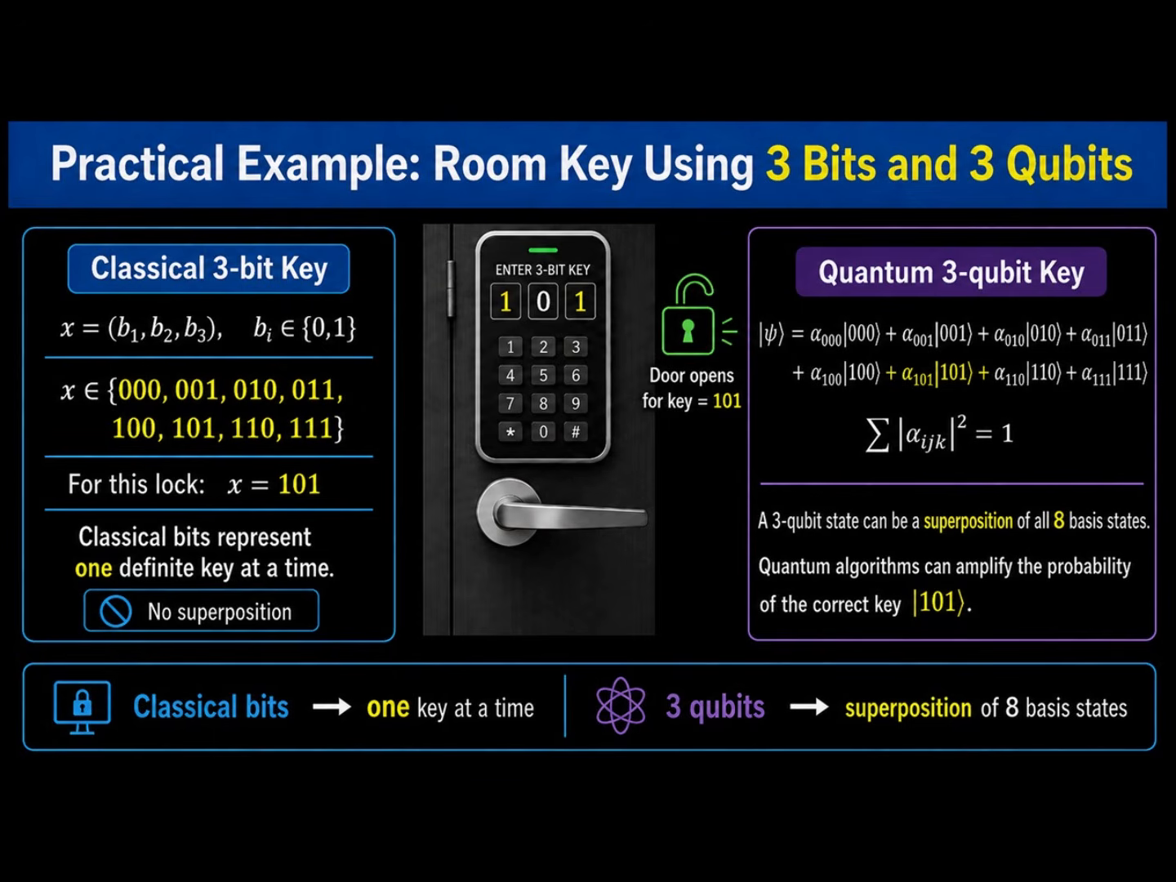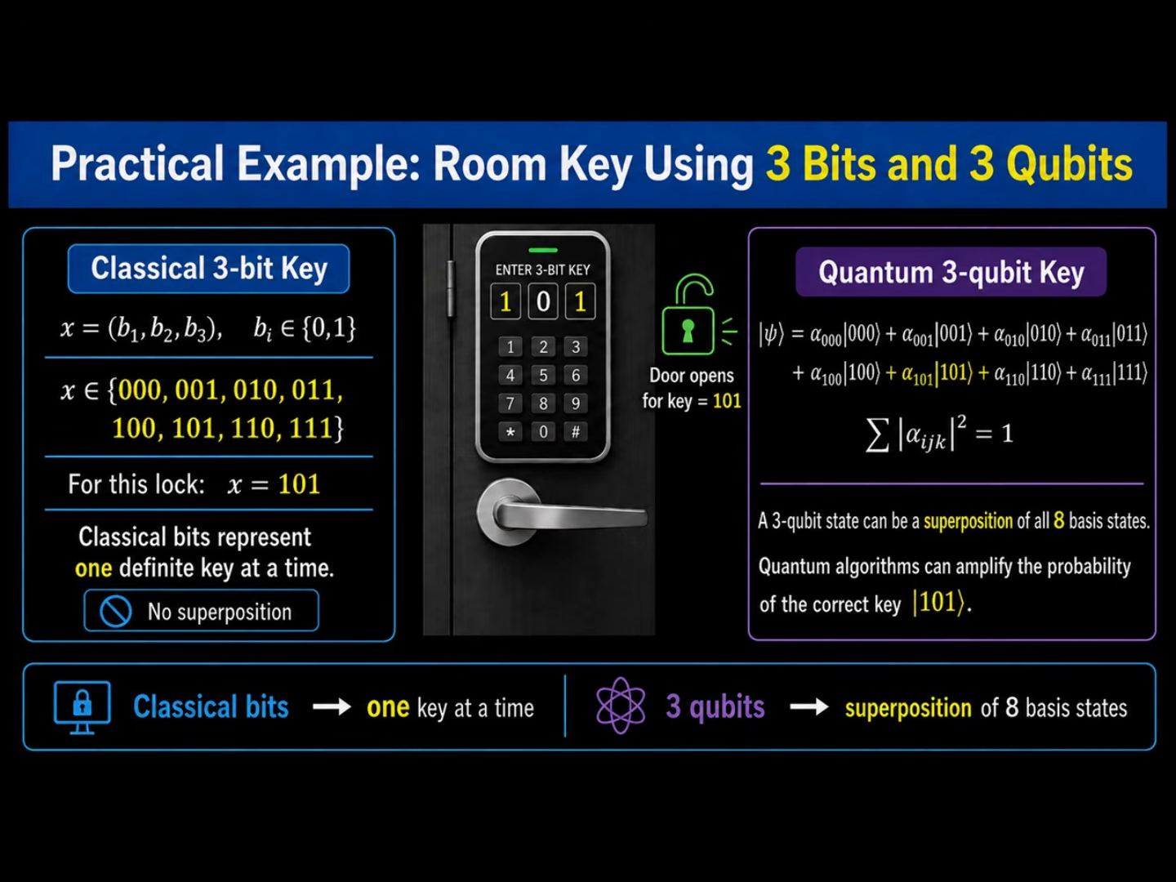This slide shows the main difference between classical bits and quantum qubits. On the left side, we see 3 classical bits. Each bit can be either 0 or 1. So, 3 classical bits can form 8 possible combinations. But at any moment, a classical system can hold only one combination at a time. In this example, the state is 101.